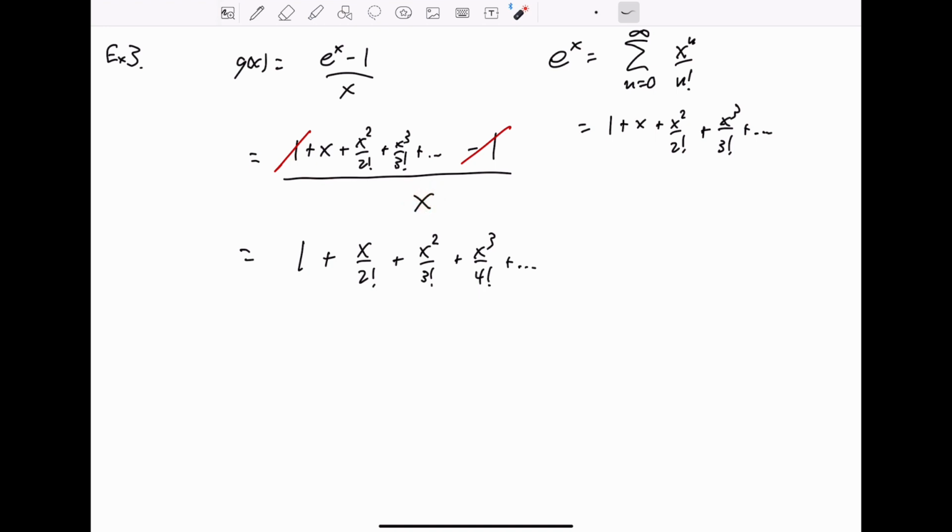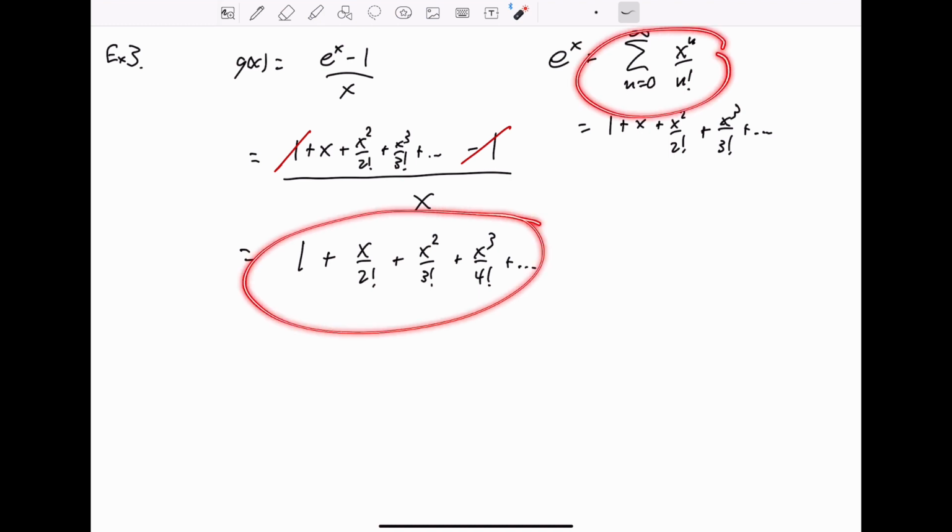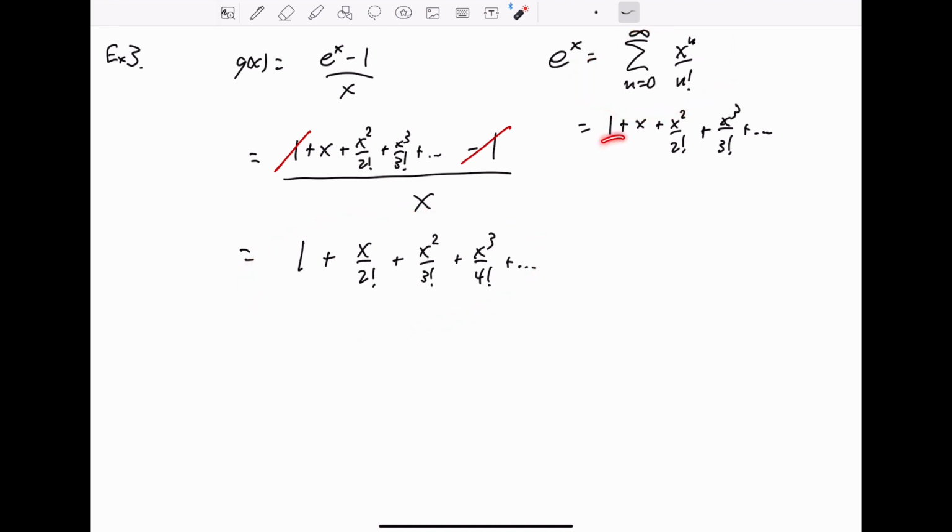Now we want to write this using sigma notation. What's the pattern that we see here? Well, it looks like the difference between this and the original Maclaurin series for e to the x is that instead of starting with 0 factorial for the first term, we start with 1 factorial. So notice that under the x, instead of having a 1 factorial, we now have a 2 factorial. So one way that we could express this using summation notation is to write the sum from 0 to infinity of x to the n divided by (n plus 1) factorial.